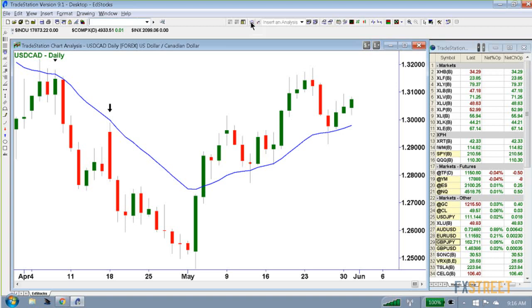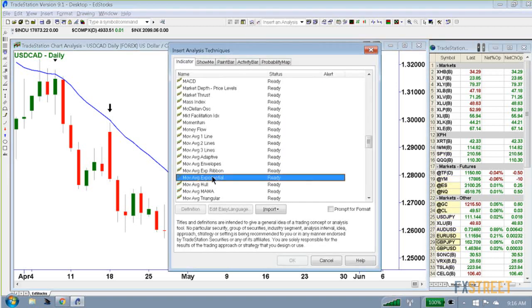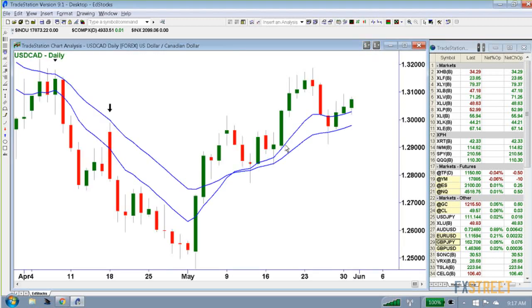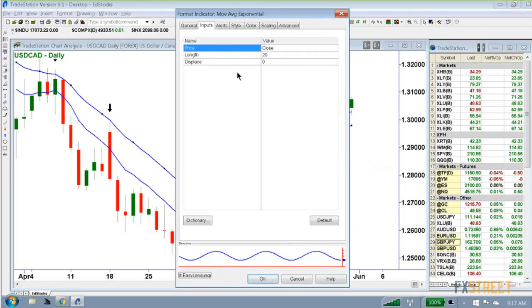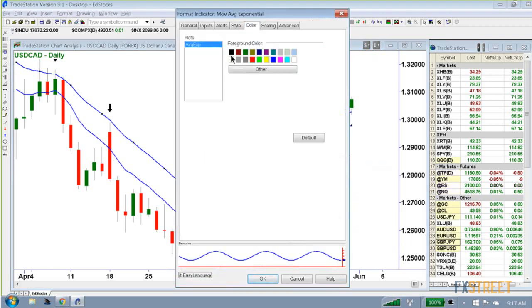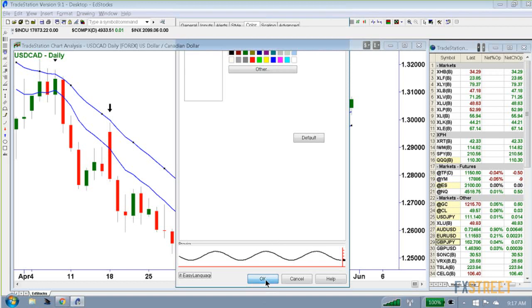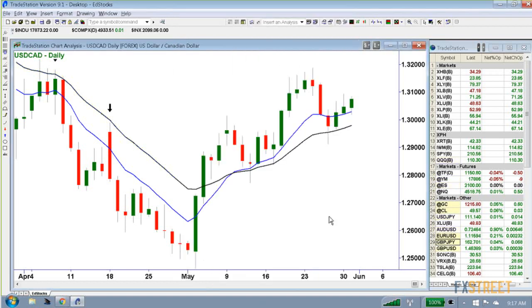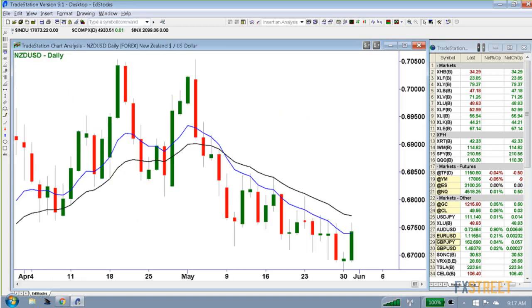The way that I do this, I'll put the 10 and the 20 exponential up on the screen, and we'll differentiate them in terms of color so we can tell them apart. Right, so I have the 10 in blue and the 20 in black, and the 20 is money, at least to a slight extent here on dollar CAD. But let's keep looking, because the dollar is trending so strongly. Here's a pretty good example of what I'm talking about.